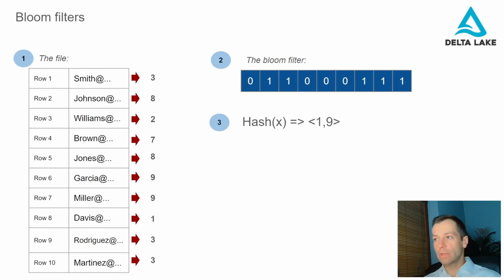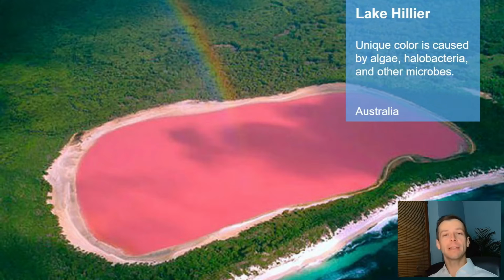So if you get, with the hash function, that the user is looking for spark@gmail.com and the hash function returns a value 5, and the value 5 is set to 0 in the Bloom filter, this is a guarantee that this value is not in the file. And as we are going to see in the notebook, for each and every file there will be a separate Bloom filter.